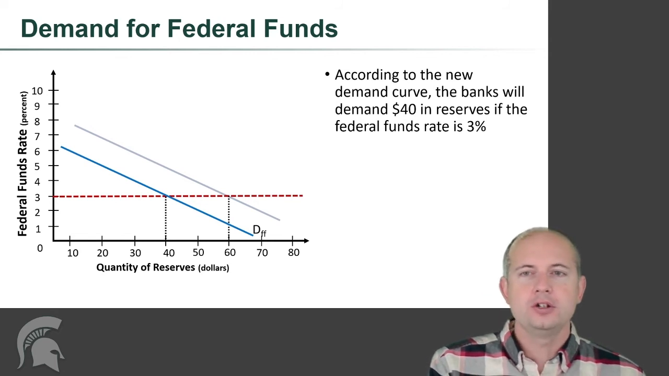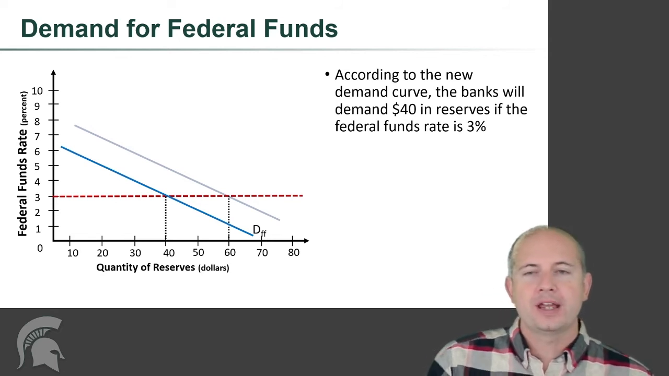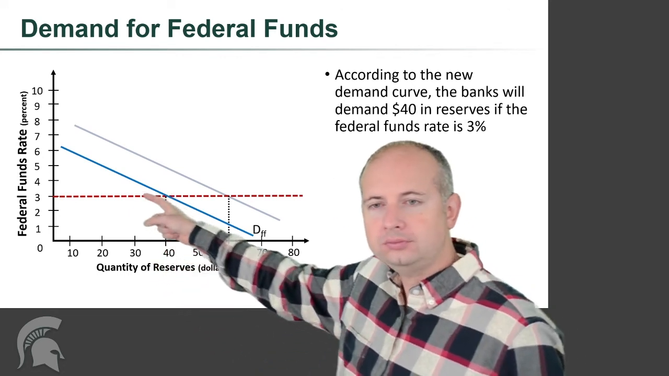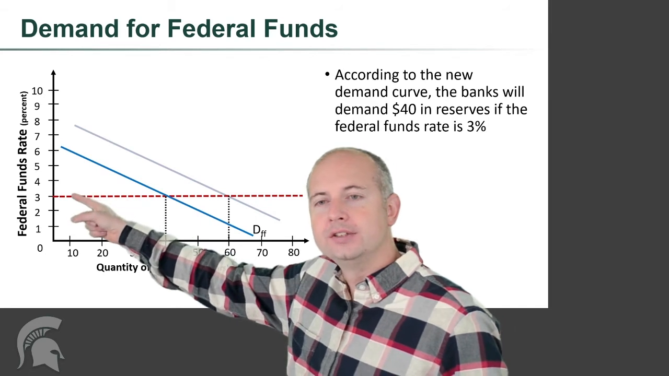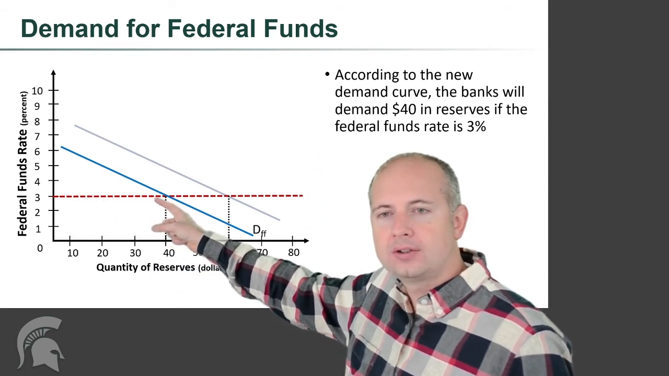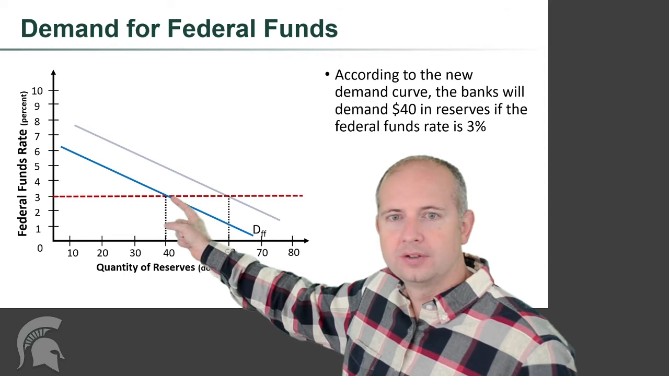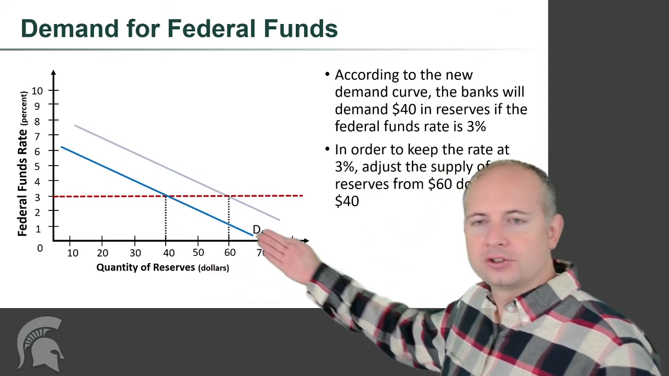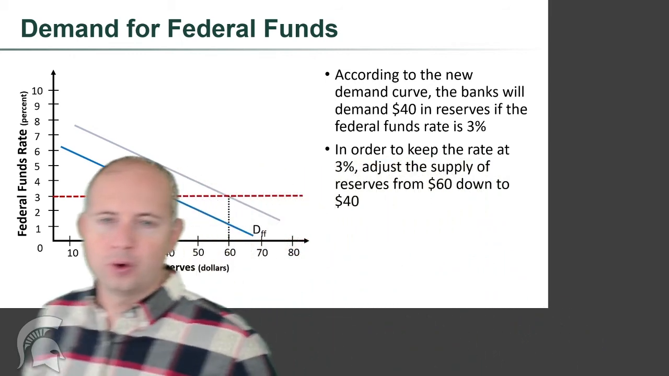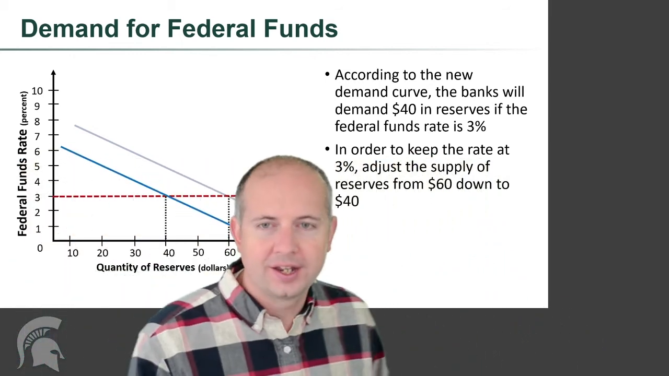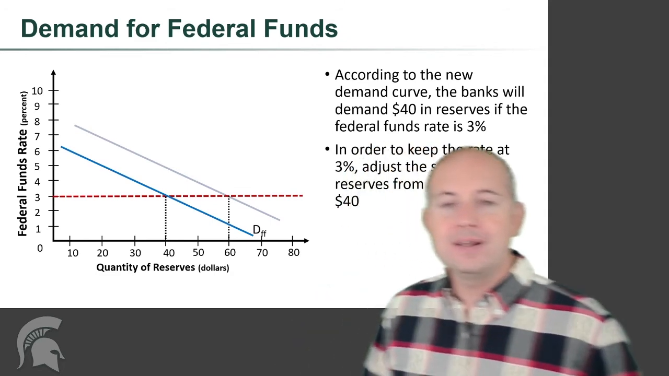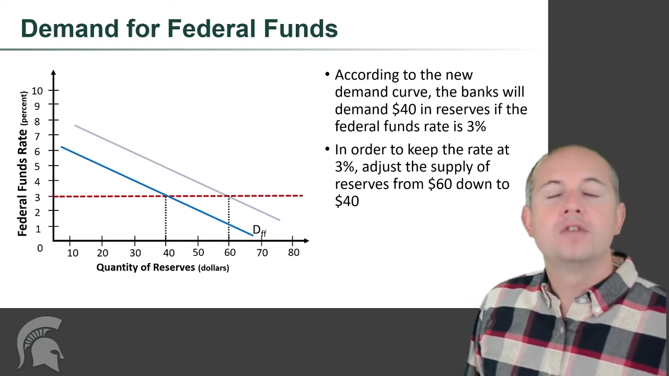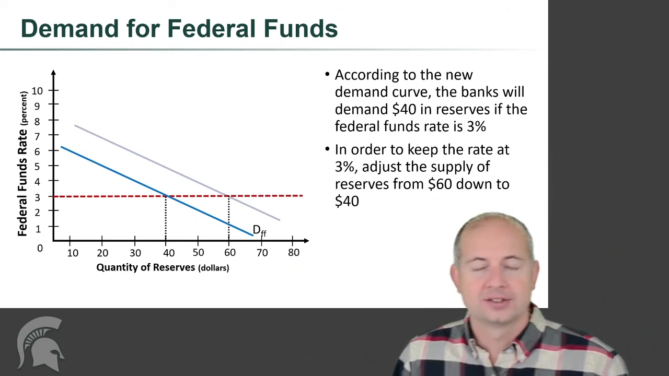So according to our new demand curve, the banks will demand $40 in reserves if the Fed funds rate is 3%. Blue demand curve says Fed funds rate of 3% corresponds with $40 in reserves. Well, right now there's $60 in reserves out there. So that's $20 more floating around with the banks than I want. So in order to keep the rate at 3%, the Fed is going to need to adjust the supply of reserves from $60 down to $40.